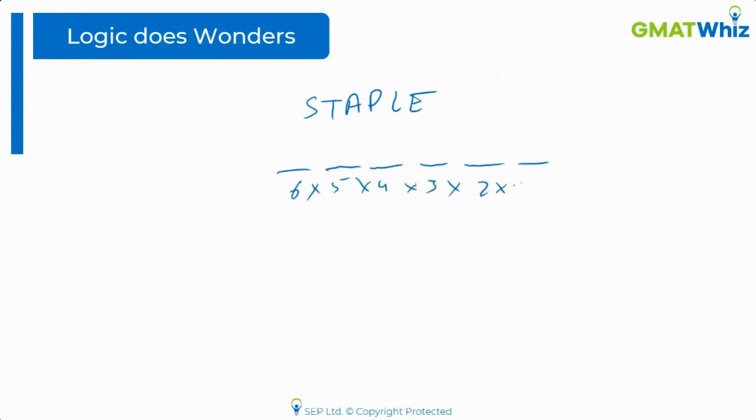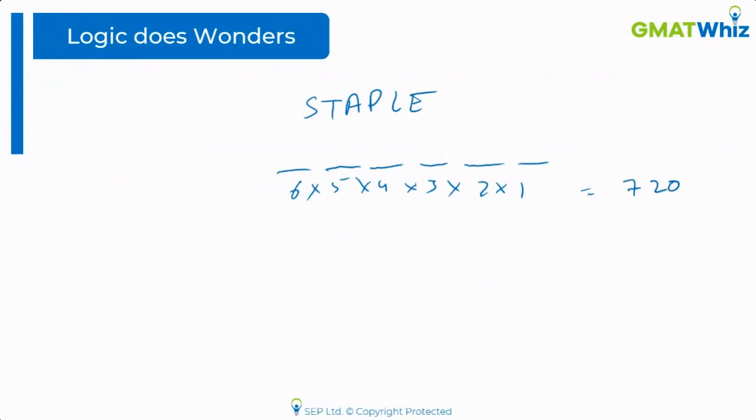Remember, we had 6 letters with us, STAPLE. Now I have 6 places to fill. If I just try without any constraints, I can fill it in 6 into 5 into 4 into 3 into 2 into 1, which is a total of 720 different ways. Now I have to make sure that A is to the left of E.